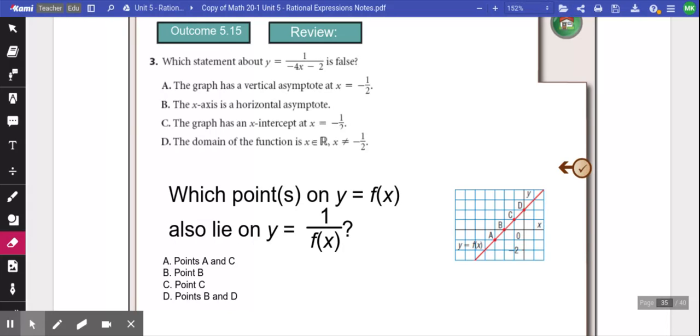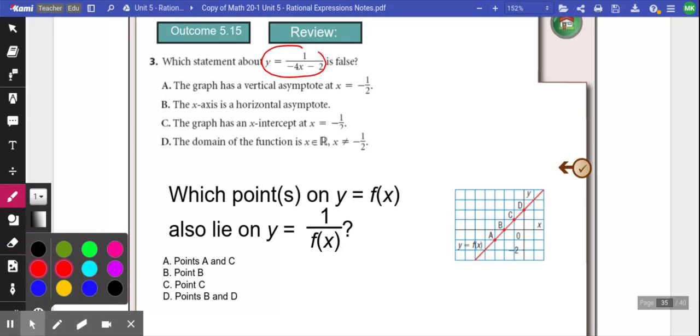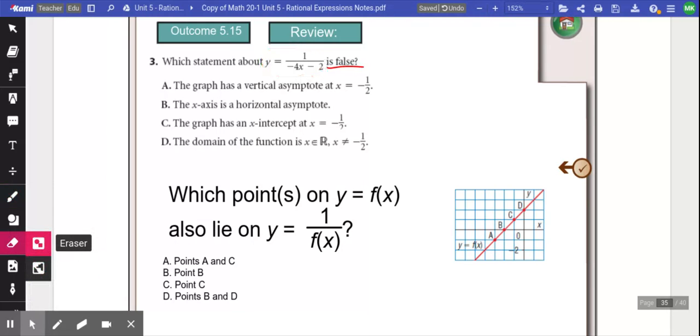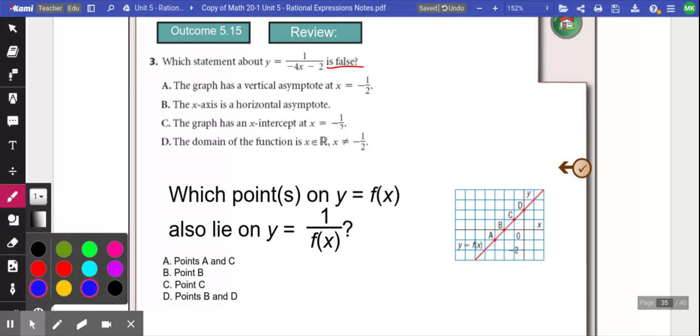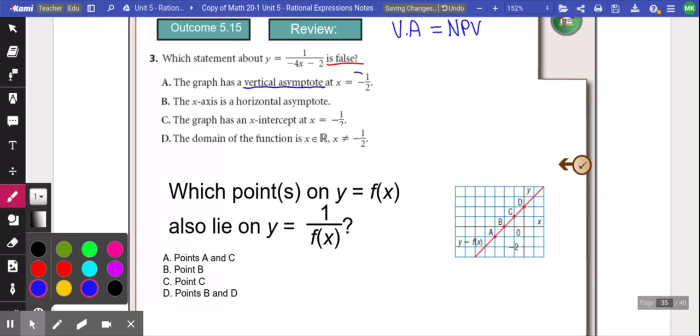It says which statement about this equation right here is false. Okay, which is false? A says the graph has a vertical asymptote at x equals -1/2. Okay, what is a vertical asymptote? A vertical asymptote is the same thing as an NPV, right? Same thing. So what they're telling you is that x cannot equal -1/2. Well, let's look at this equation and see if that's true.